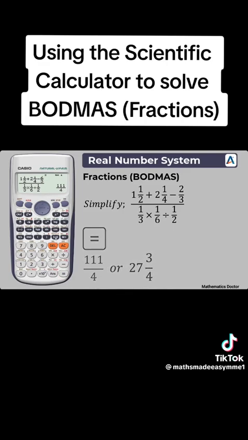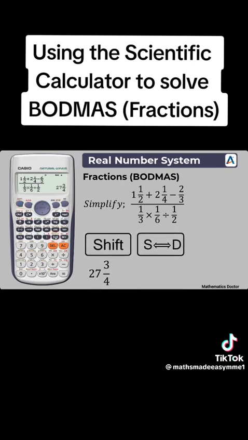If you want the decimal, press the S-D key without the shift, and it will give you 27.75. That is a decimal. But the final answer is 111 over 4, or the mixed fraction, which is 27 whole number 3 over 4.